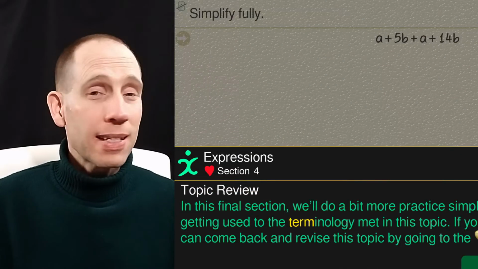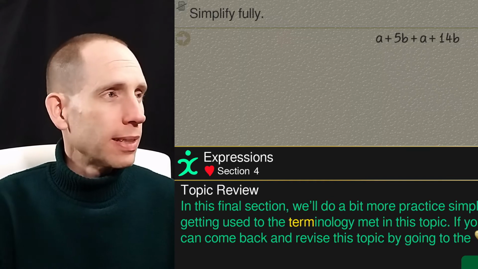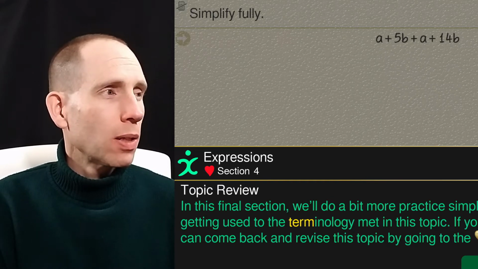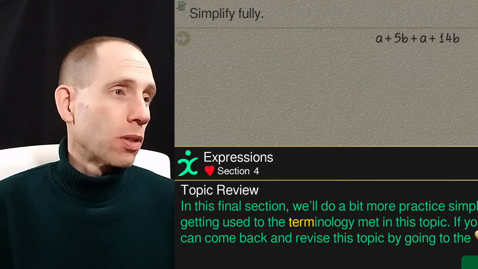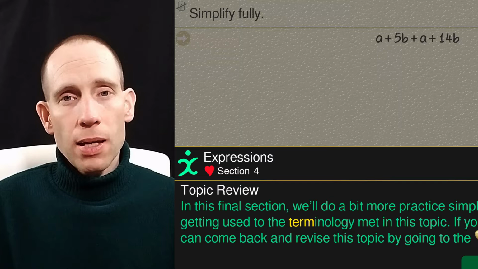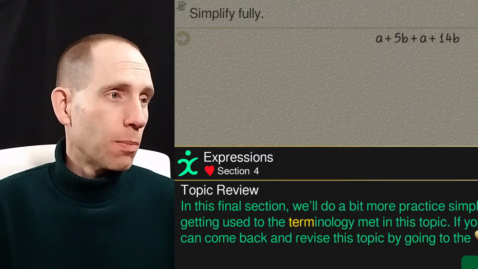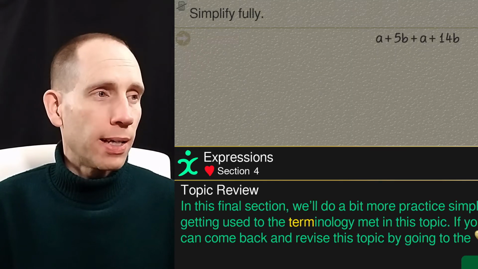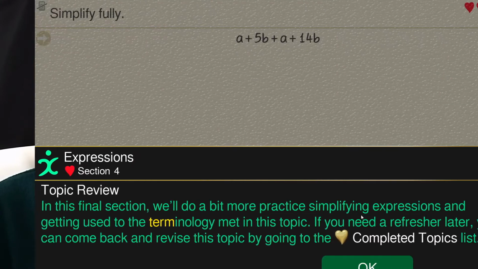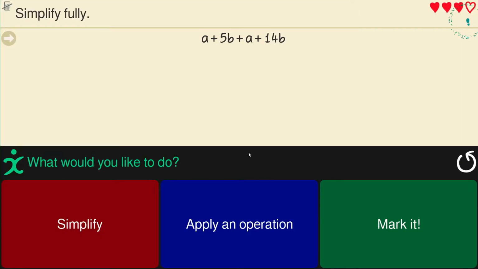So this is the last section in the topic on expressions. I think I'm going to put this into landscape full screen mode and just talk through this one. And really this is just a recap, a review of the topic we've done. So we're going to be recapping simplifying terms and then collecting like terms within a sum, and a little bit of vocabulary about certain types of terms and expressions. So let's start the topic review.